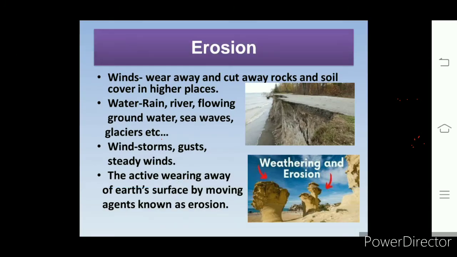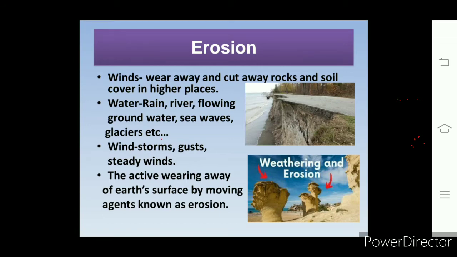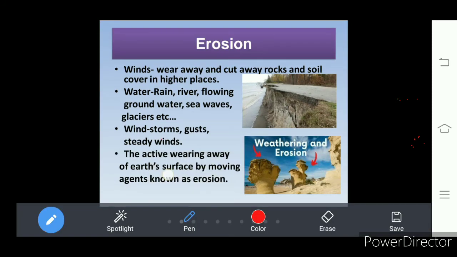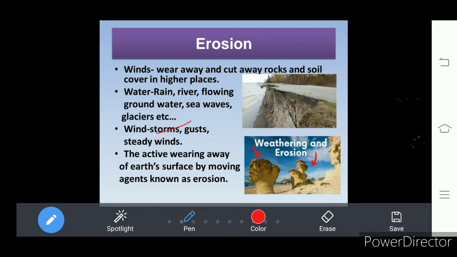So what is erosion here? Here, wind and water. Wind in the sense of storm, gust and steady winds. These are the changes of the winds. Now look here. Wind may blow in the form of storm, meaning very fast blowing winds we call storms. And very fast blowing winds are called gusts. If the wind blows with a constant speed, those are called steady winds.